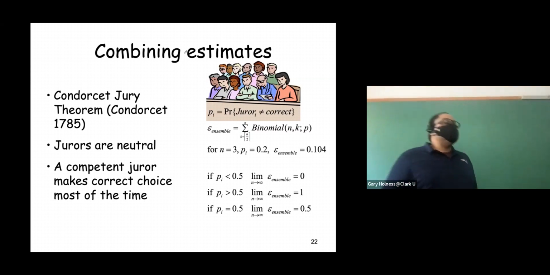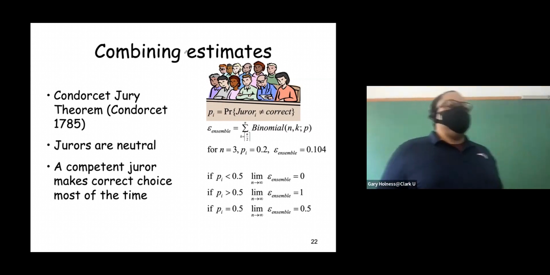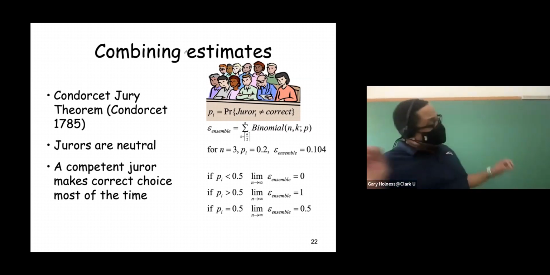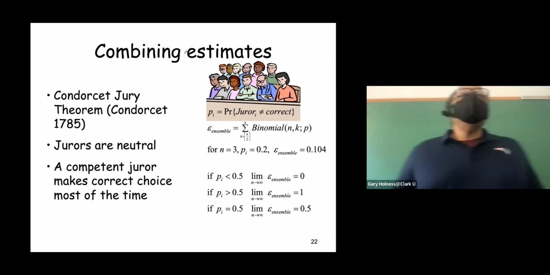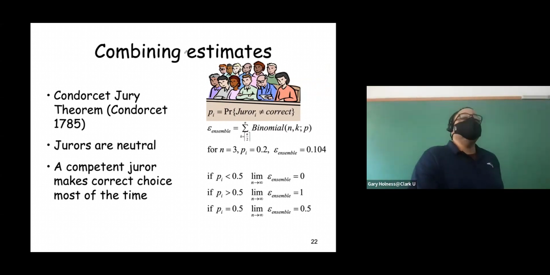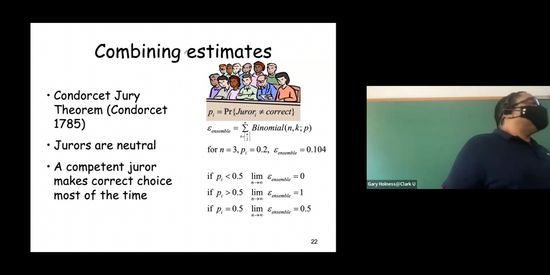A juror, by Condorcet jury theorem, is also competent. And what competency means is that, yes, you can make mistakes, but over time, if you judge some outcome again and again, you are correct more than you're incorrect relative to ground truth. Does that make sense? Okay.